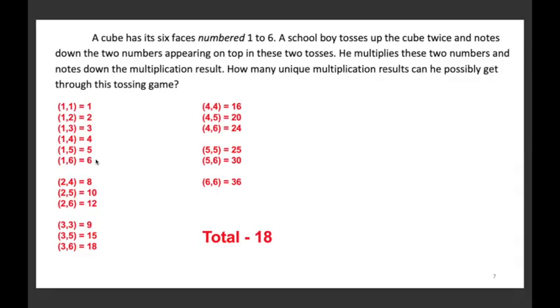So we won't be counting that. 2 into 2, 4 is also already taken here. So we won't count that. Okay. So all these are unique multiplication results. So the total possibilities that we get is 18. All right. We'll move to the next one.